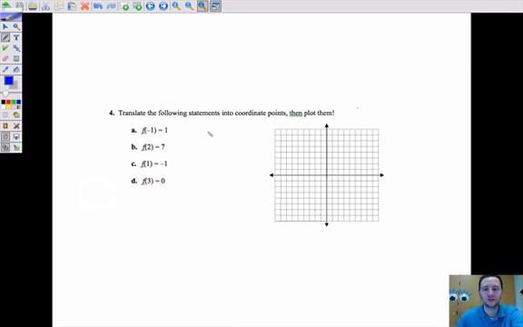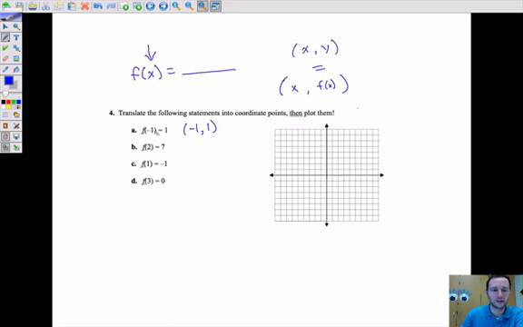Translate the following statements into coordinate points, then plot them. The key here is remembering that typically it's f of x equals whatever. So this has been replaced by a number, meaning that the x-coordinate is -1, and what usually goes in the y-coordinate is 1. In general, these are going to be x comma f of x is how these coordinate pairs work. You are kind of used to this, but these two things are the same.